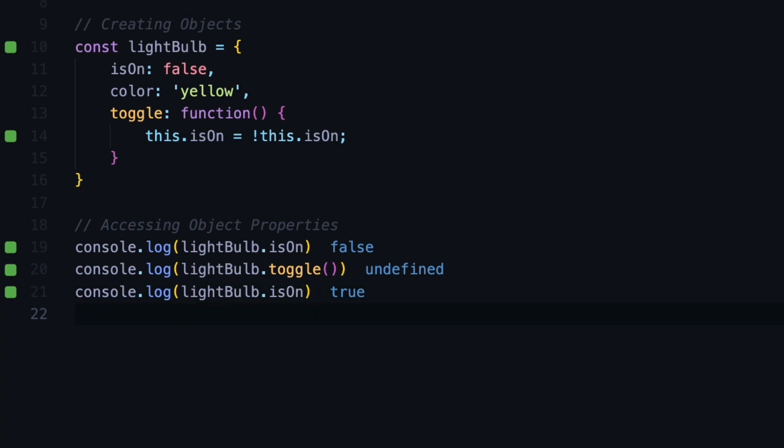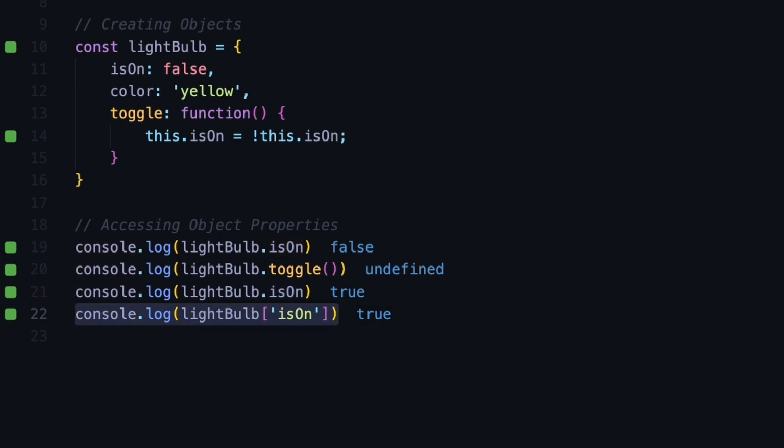And there is a second way to access properties on an object, and that is using bracket notation. Instead of calling it like this, lightBulb and then dot isOn, here we can access that same isOn property but by using the bracket notation. But generally you would use the dot notation when you know the property name in advance and it's a valid JavaScript identifier, because it's more concise and it's easier to read.